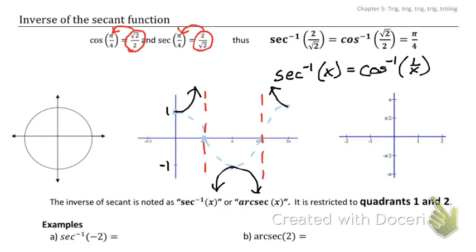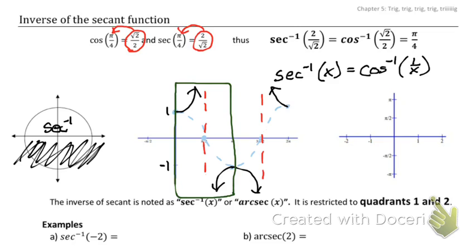The good thing about secant, just like with cosecant, is it's going to replicate what we did with cosine inverse. And that is we're going to restrict our quadrants from 0 to pi. So that means our secant lives in quadrants 1 and 2. So when I'm looking for secant inverse, we're only going to look at quadrants 1 and 2.